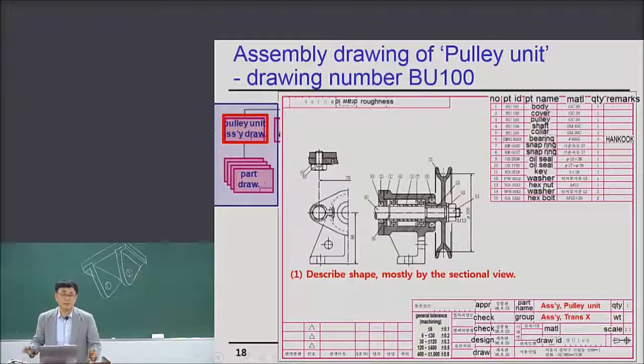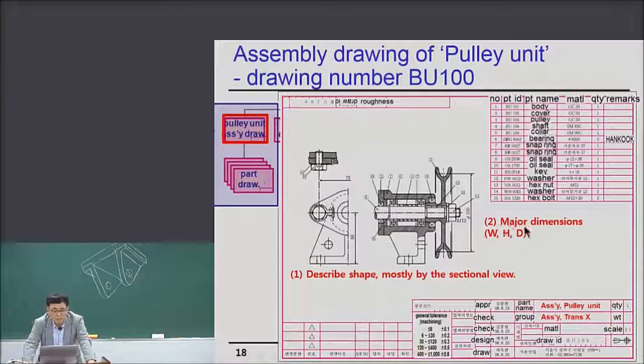Since the assembly drawing tries to show the structure of the parts joining inside the product, the sectional view is very, very natural. Without using a sectional view, how can you express the joining structure of your product? So the sectional view is very important. This is the front view, and this is the left side view, and since it is symmetric, using the center line, only the left part is drawn.